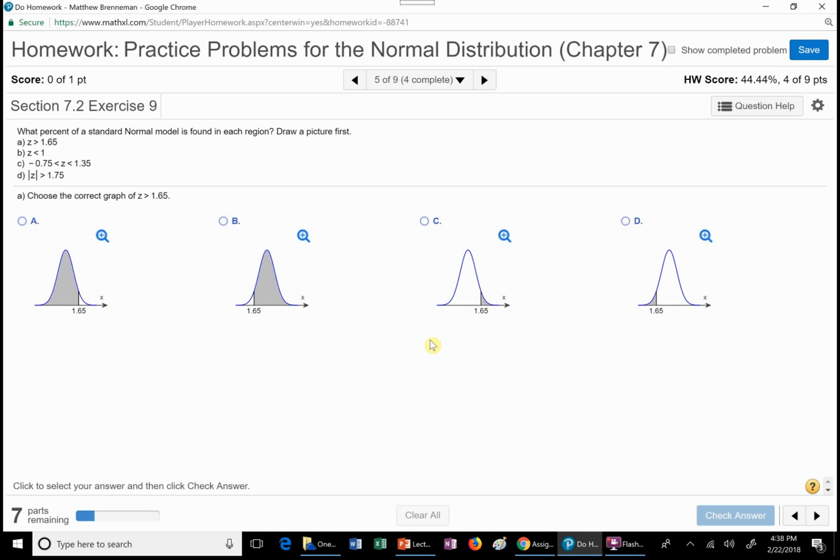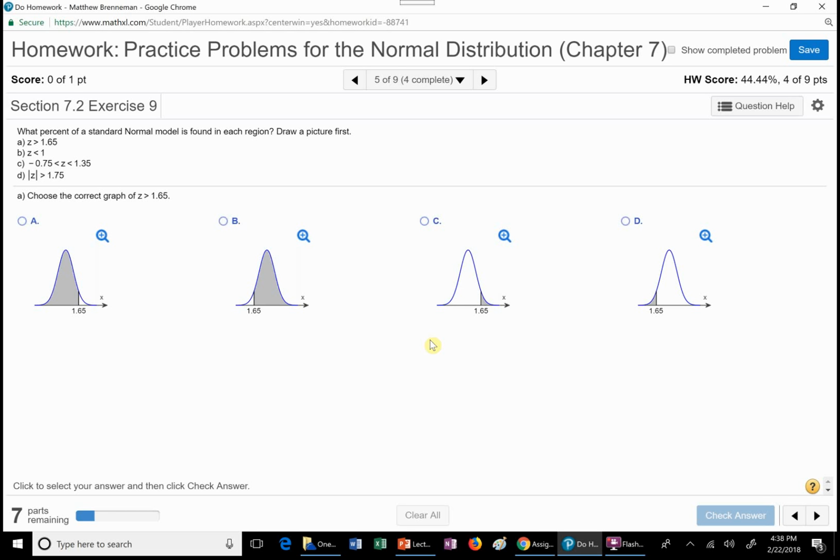Let's see, so here we're given a standard normal model. And again, model just means distribution. Okay, I'm just looking at a standard normal distribution, and I want to draw a picture of it first. So which of these regions represents the z-scores that are bigger than 1.65?